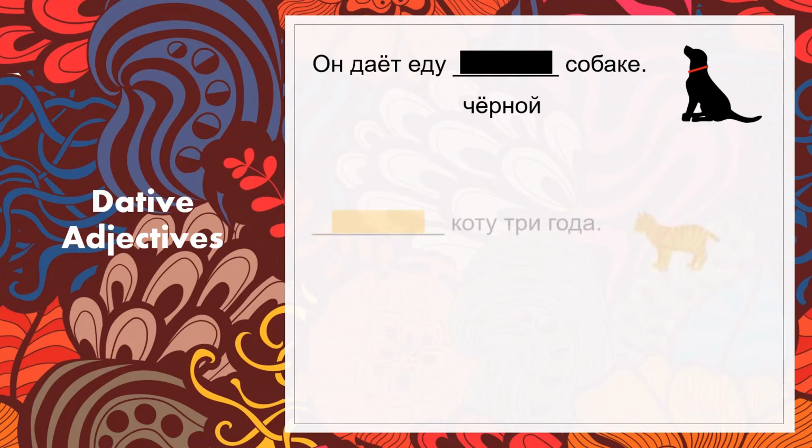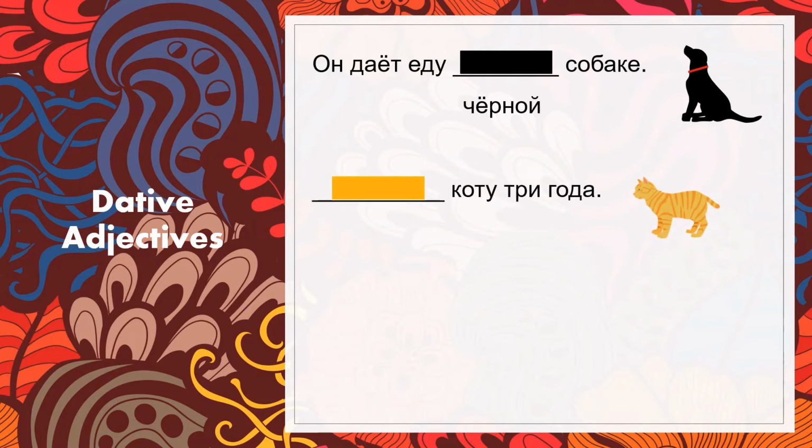Okay, next example. Коту 3 года. The cat is 3 years old, but we want to say the orange cat is 3 years old. So how would we say that? Оранжевому коту 3 года. Okay, we use that ому ending. Оранжевому коту 3 года.